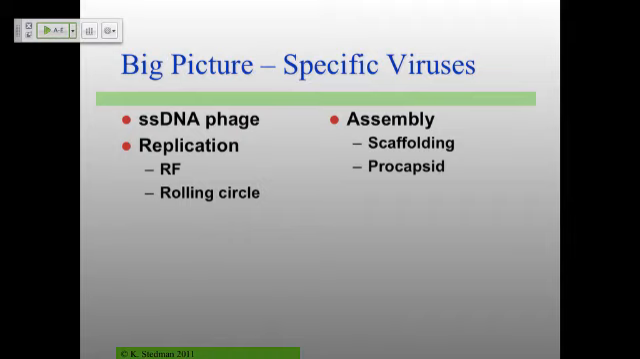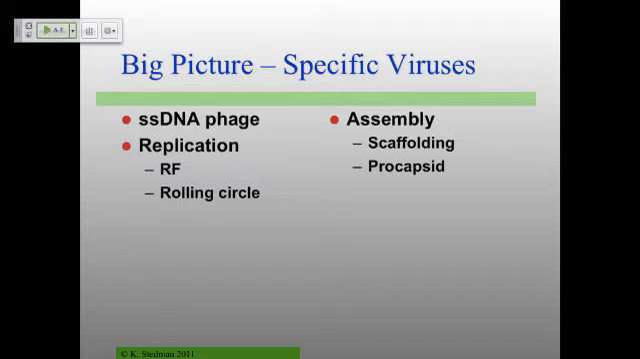Okay, talk a little bit about our big picture things. Again, single-stranded DNA phage, that's basically what we're going to be talking about. But the key here is really the replication. So you have to go from single-stranded to double-stranded, which is also known as the replicating form, the double-stranded form, and then the whole concept of rolling circle replication, which hopefully you've talked about in some other class before.